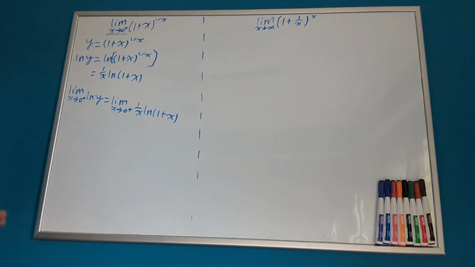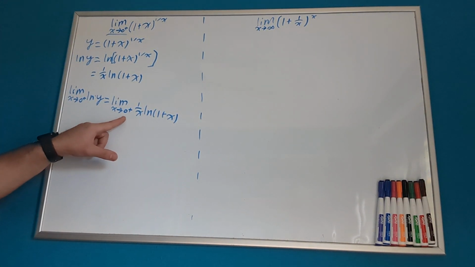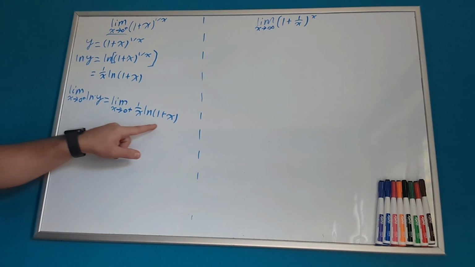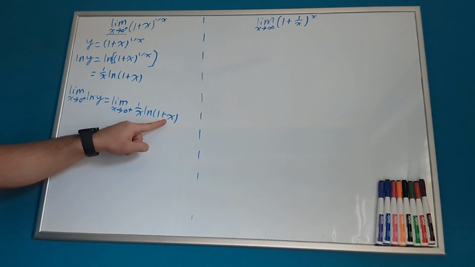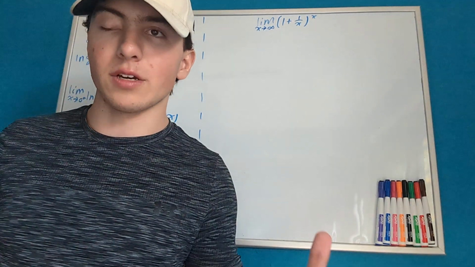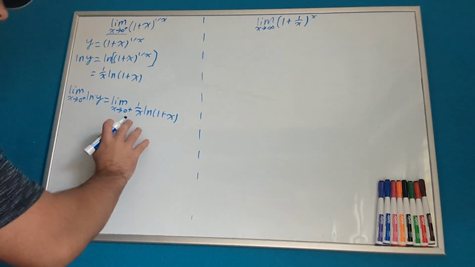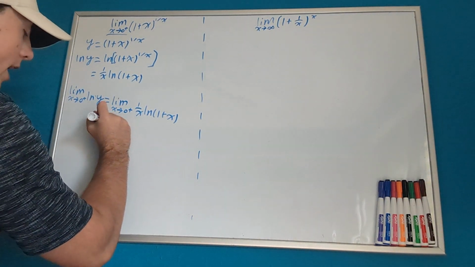Then, from there, we're going to ask, okay, what form is this in? If we plug in 0 here, we get infinity. If we plug in 0 here, we get the natural log of 1, which just so happens to be 0. So we have infinity times 0. That's not 0, that's an indeterminate form. So we need to rearrange this. So how do we rearrange this?